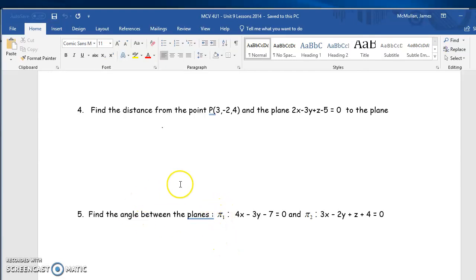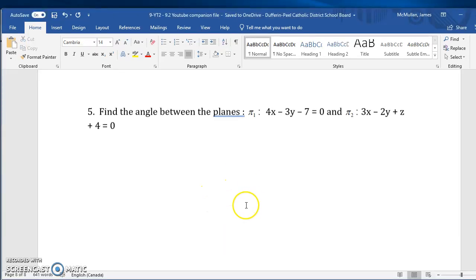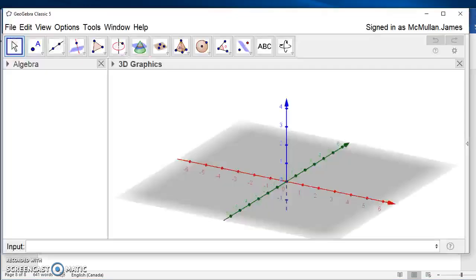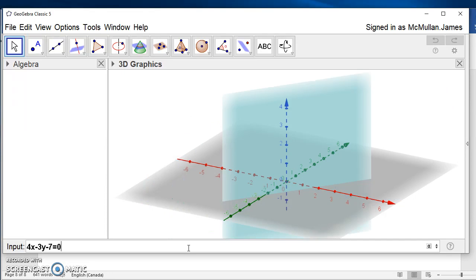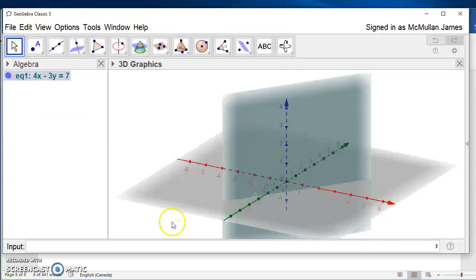The final part of our lesson today is asking about the angle between two planes. I think this is probably best understood visually, and then we can look at it from there. So we have 4x minus 3y minus 7 equals 0, which doesn't really have a z, and then we have 3x minus 2y plus z plus 4 equals 0.